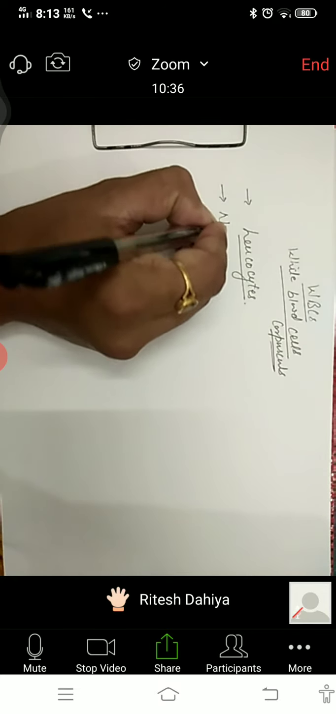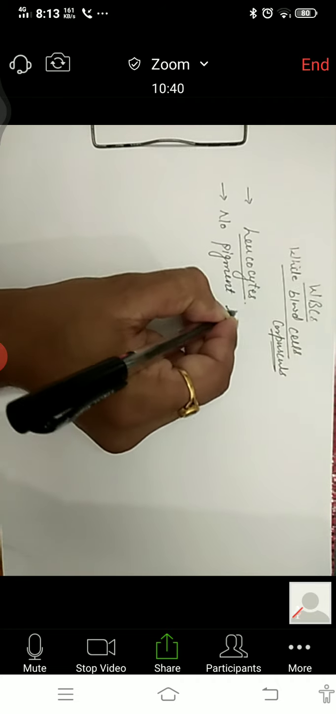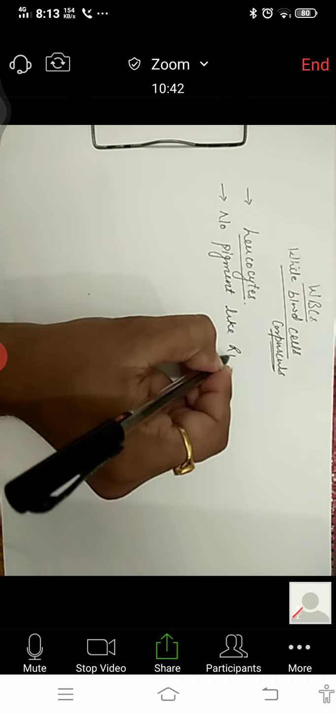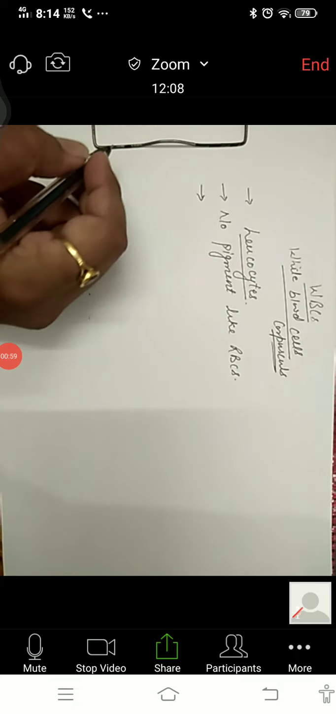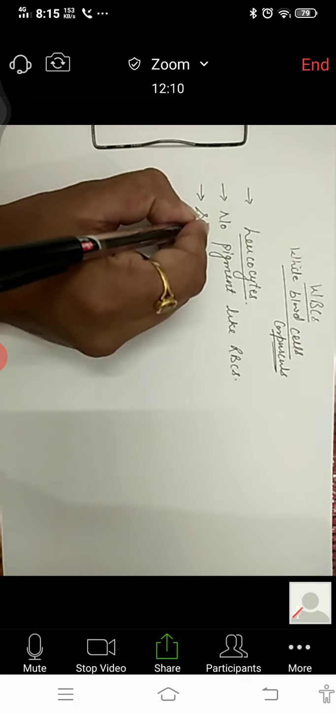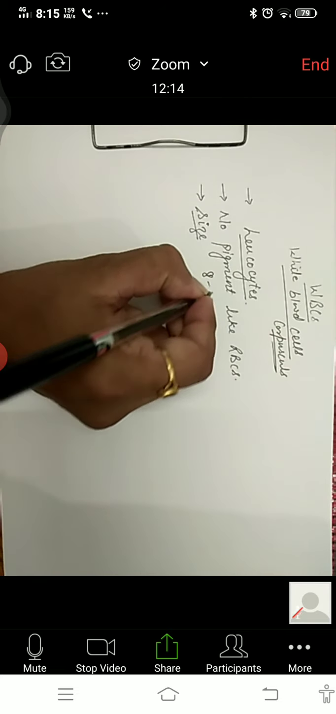There is no pigment like RBCs. Next, if we are going to talk about size, it's approximately 8 to 20 micron in size.